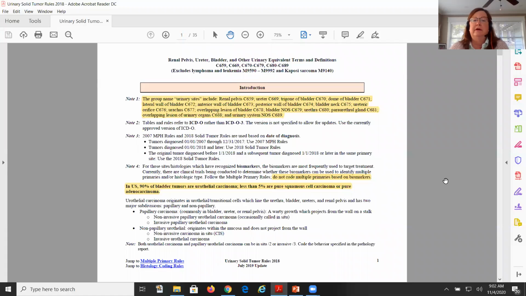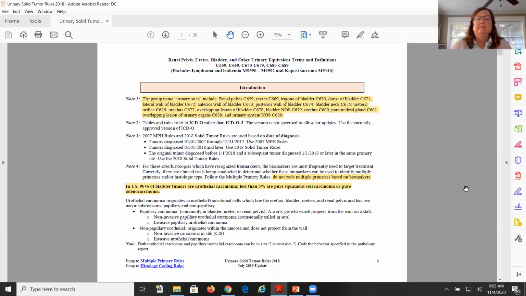I do recommend, however, on your own time, that you really go through and carefully read all of this, particularly the introduction and the equivalent terms and definitions section, because your normal habit as abstractors is to go straight to the rules and the histology chart. So if you're skipping over this information in the introduction, you're going to miss some pretty important points that you may not capture within the rules themselves.